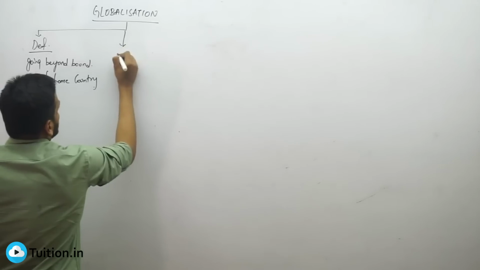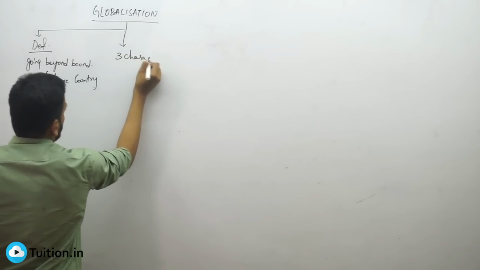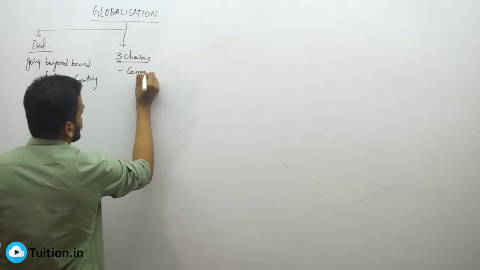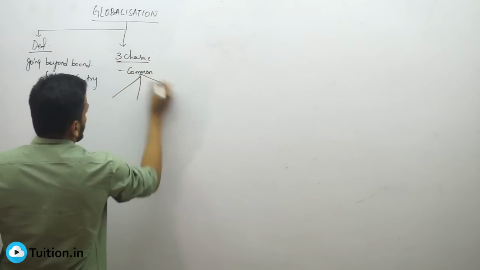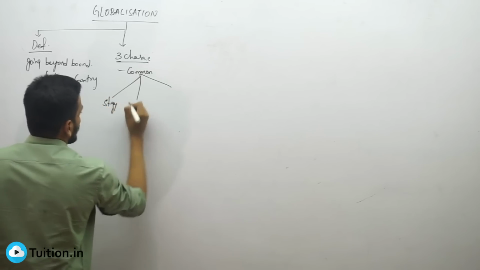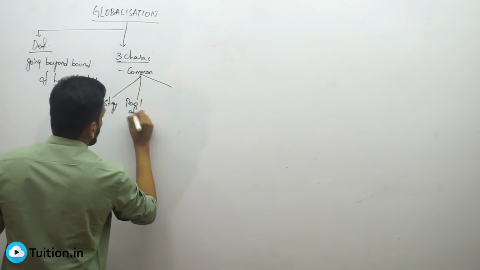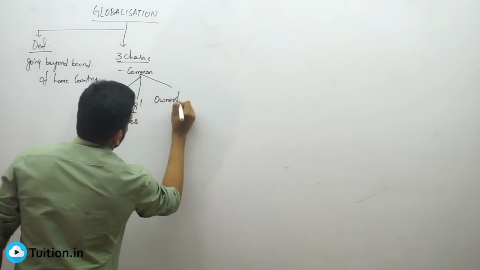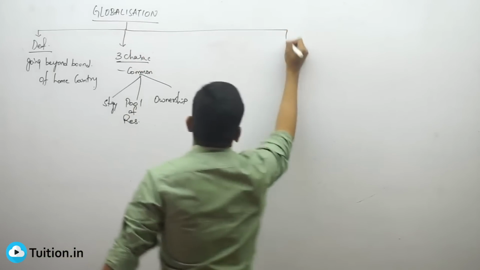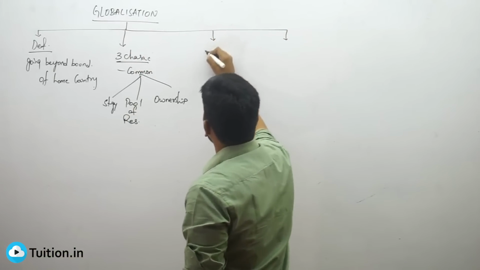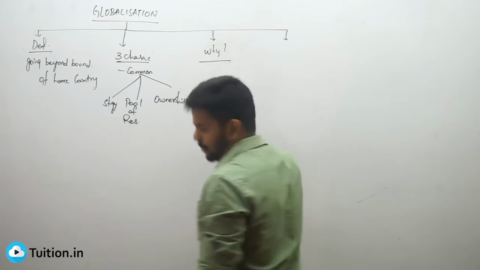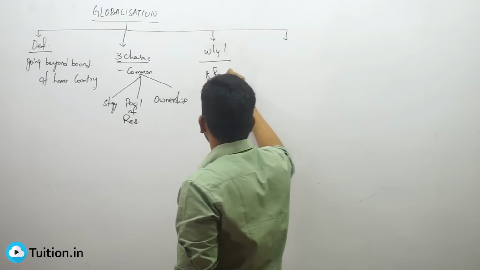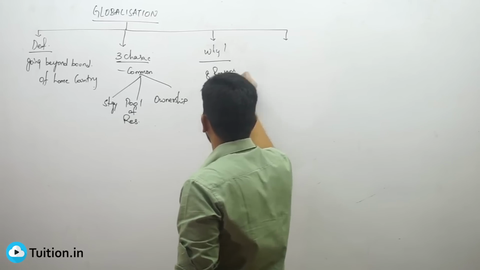Then 3 characteristics of a global company. The 3 characteristics of the global company are, it has 3 things in common: common strategy, common pool of resources, and common ownership. Then 2 more concepts to catch up with are, why should we go for globalization? There are 8 reasons on why you should go for globalization.